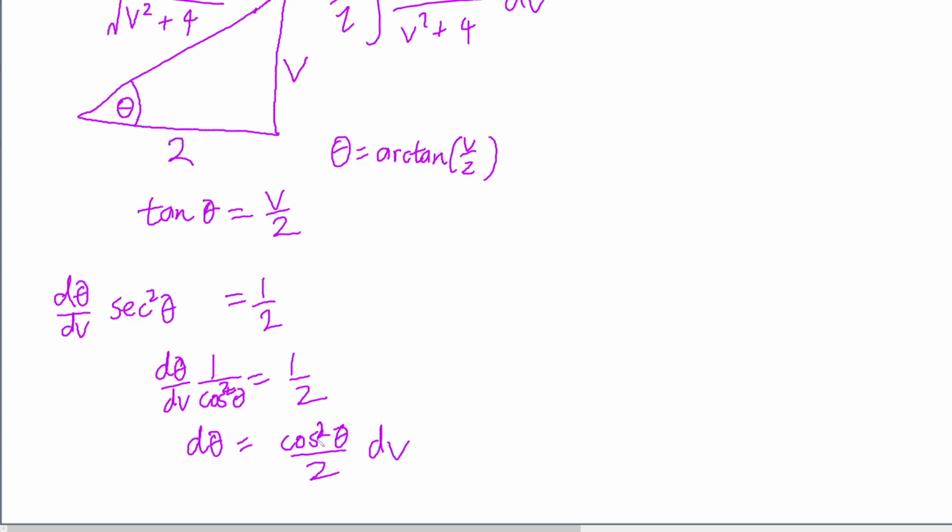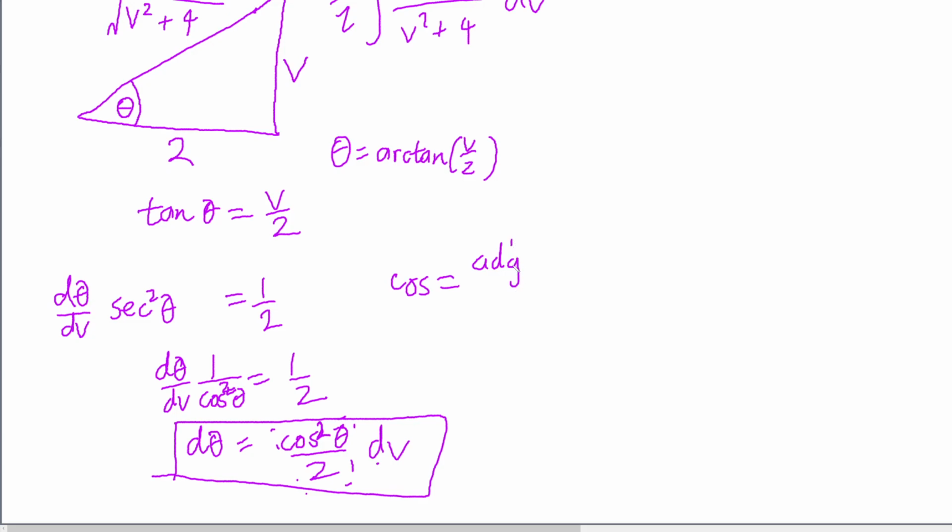The thing is, this is not a useful relationship for us to know about, because we've got dv here, but the factor it's multiplied by is in terms of theta. So what we do is we refer to our original situation, this right-angled triangle, which demonstrates all the relationships between the sine, cosine, and tangent functions, and try and find some value for cos squared theta in terms of v. So cos squared theta, cos is the adjacent side over the hypotenuse.